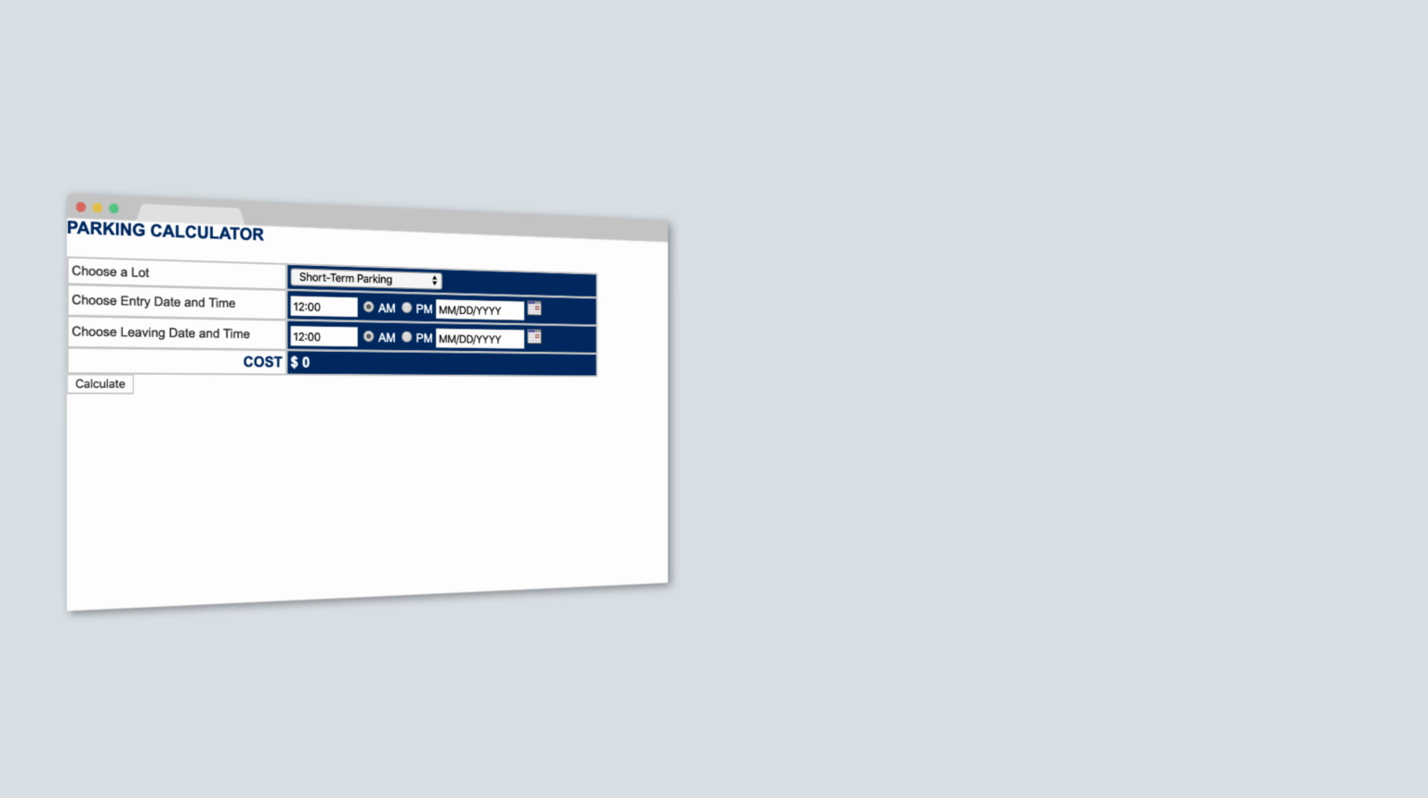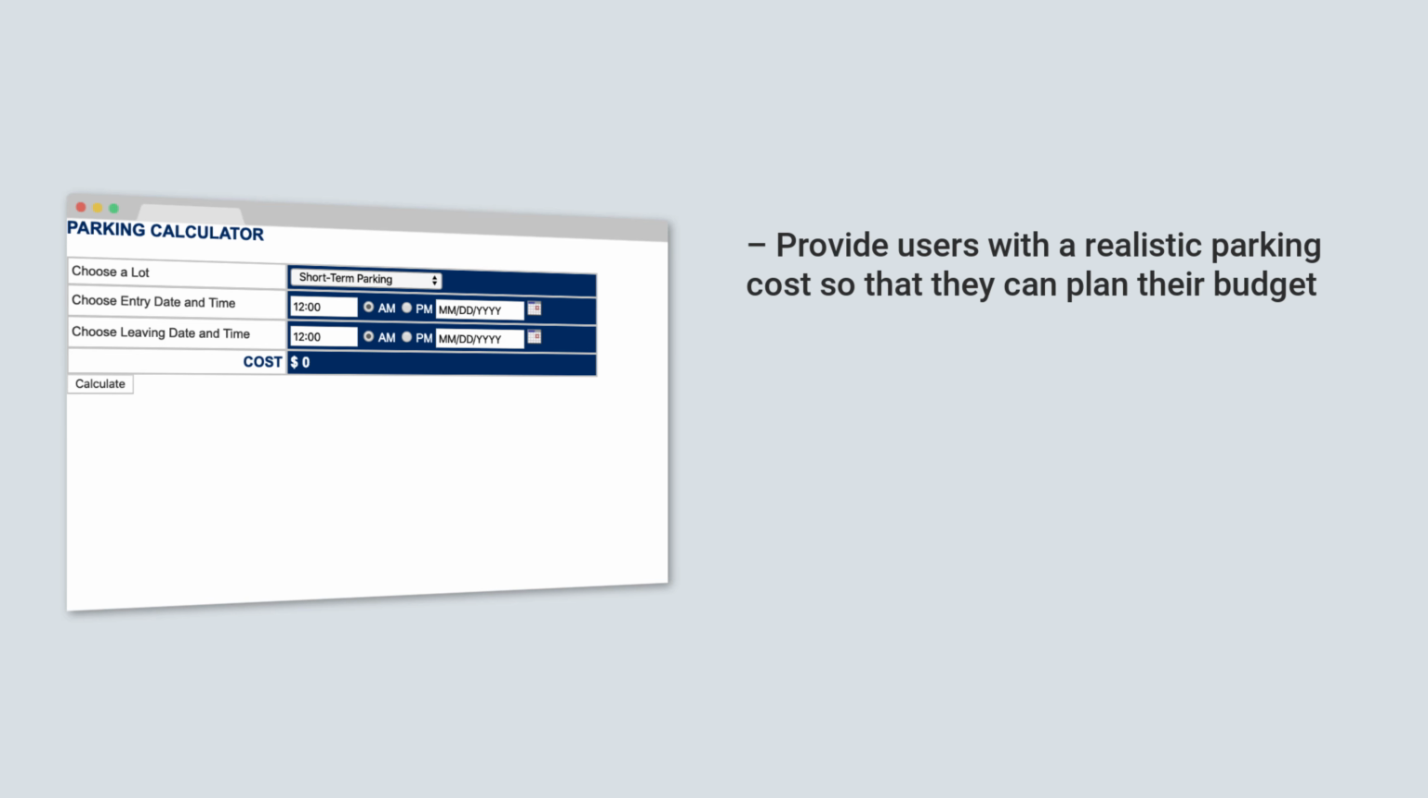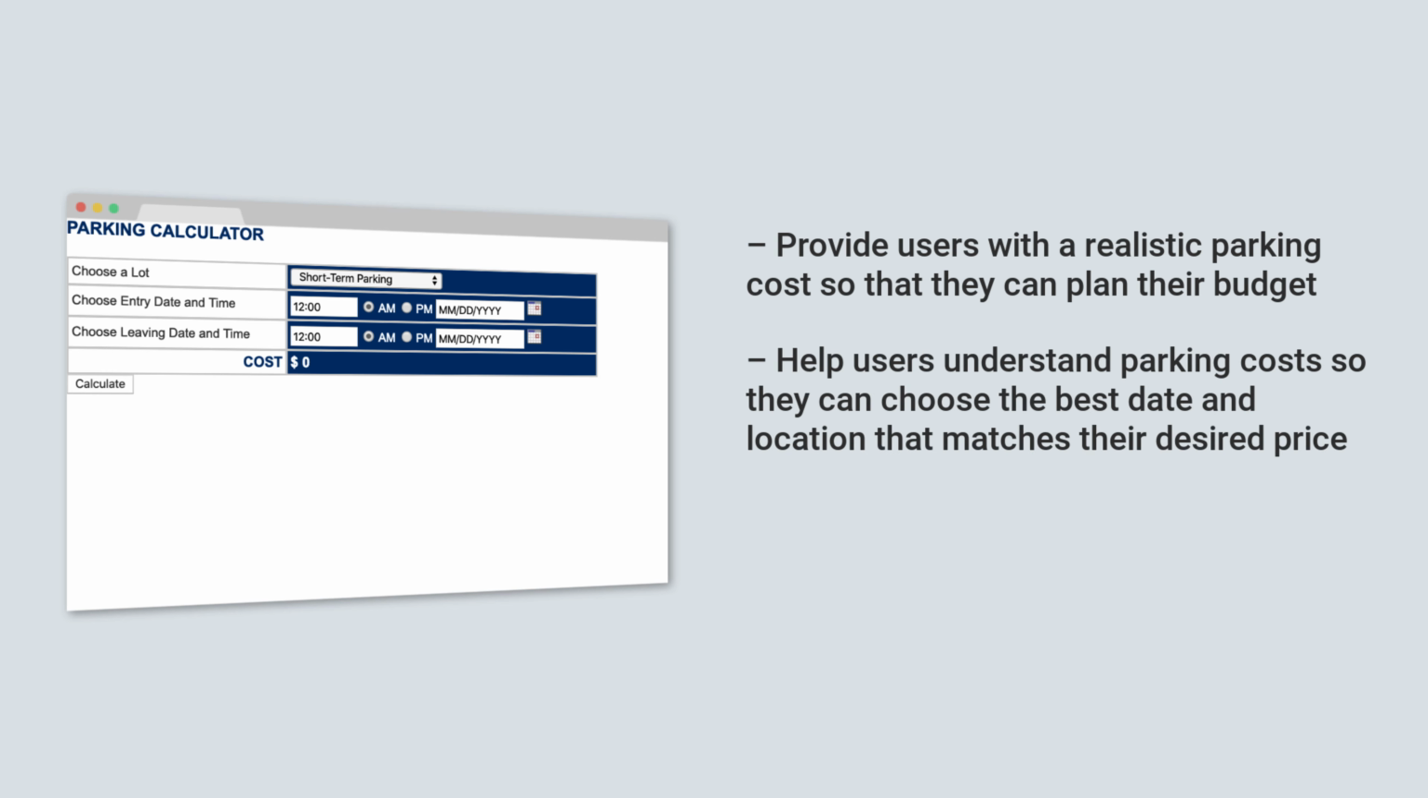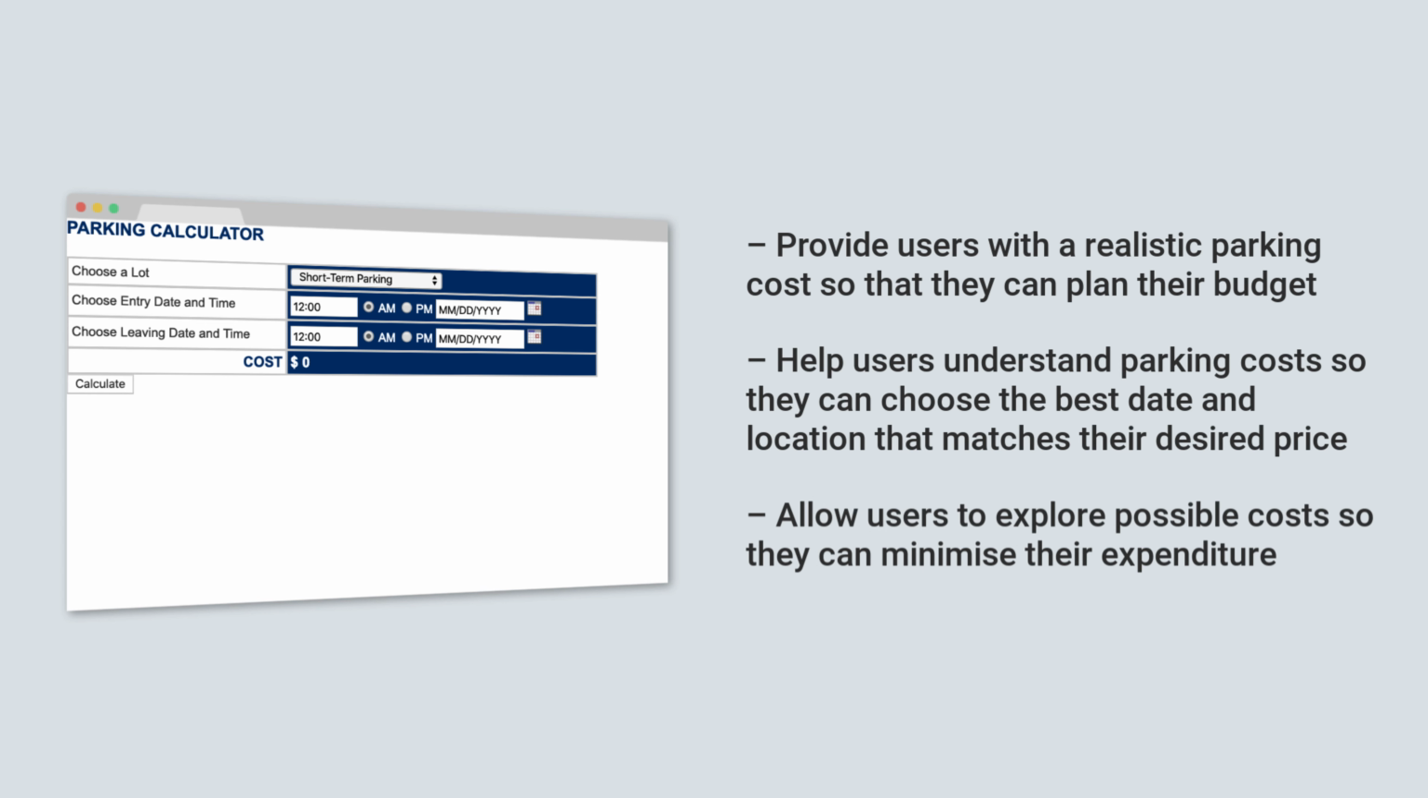Here are some possible answers to the question: what value do we expect this app to give its users? Provide users with a realistic parking cost so that they can plan their budget. Help users understand parking costs so they can choose the best date and location that matches their desired price. Allow users to explore possible costs so they can minimize their expenditure. When thinking about a product's value, I find it useful to think in terms of the value to the user rather than in terms of functions available in an app.